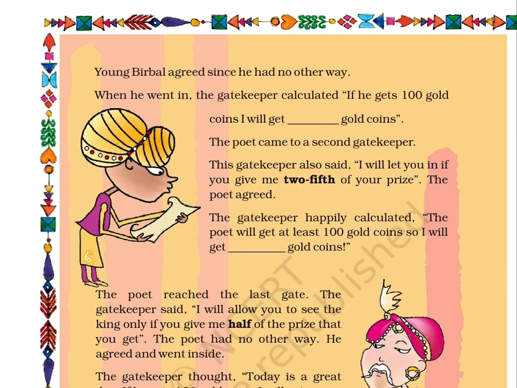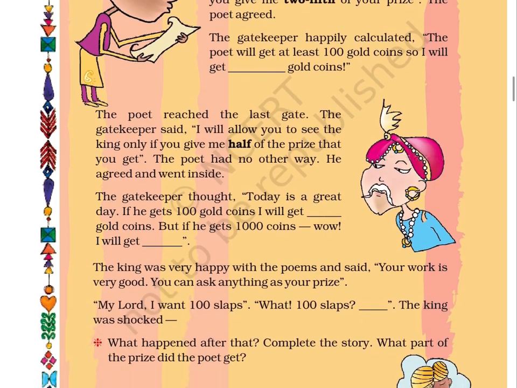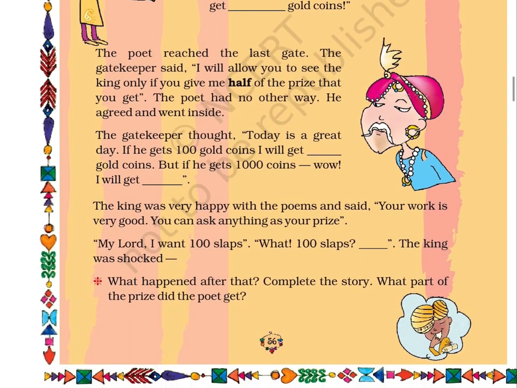The gatekeeper said, "I will allow you to see the king only if you give me half of the prize that you get." The poet had no other way. He agreed and went inside. The gatekeeper thought, "Today is a great day. If he gets 100 gold coins, I will get dash gold coins. But if he gets 1,000 coins, wow, I will get dash."